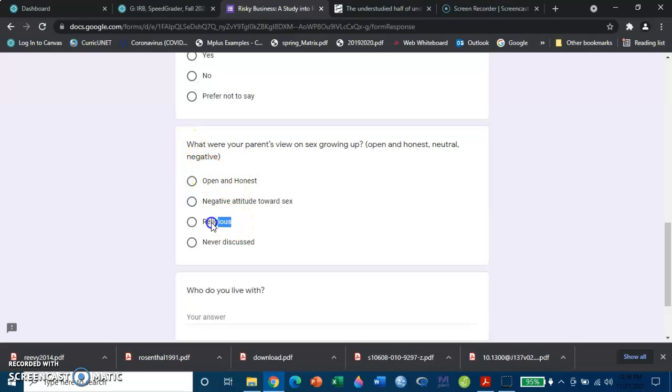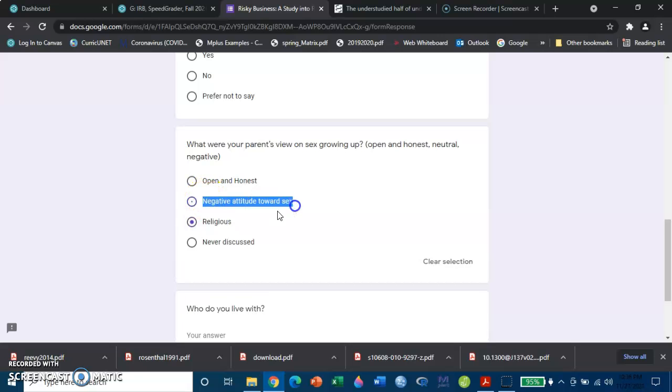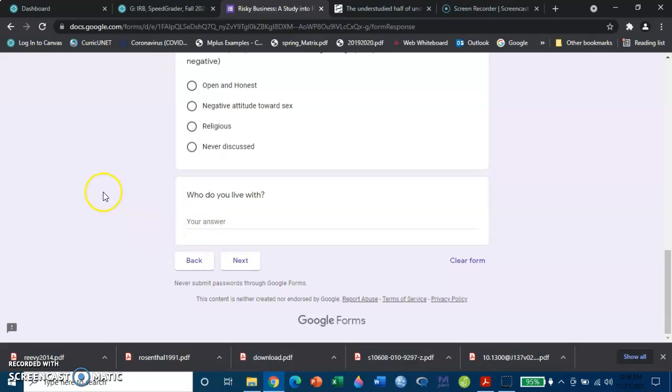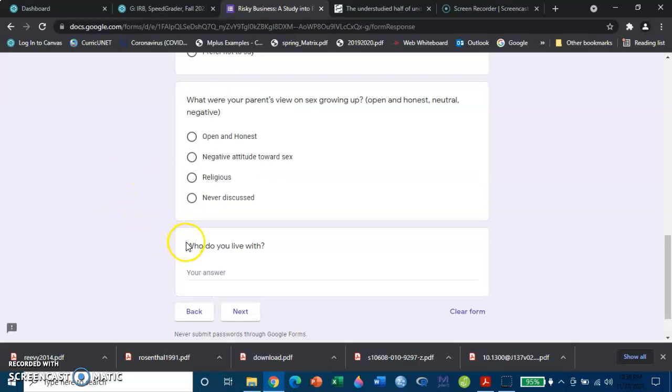It is entirely possible it could be religious and negative. It's entirely possible it could be religious and open and honest. I don't know that that works as the options on that. And again, I'm not really sure what you're going to do with that. Really don't know what you're going to do with this one.